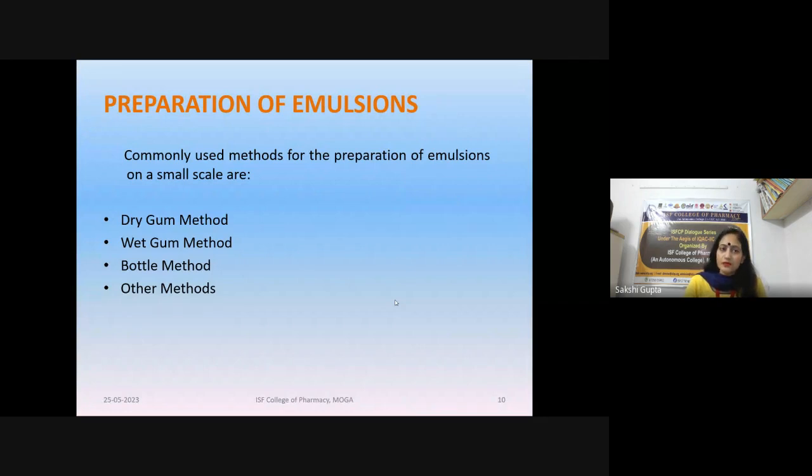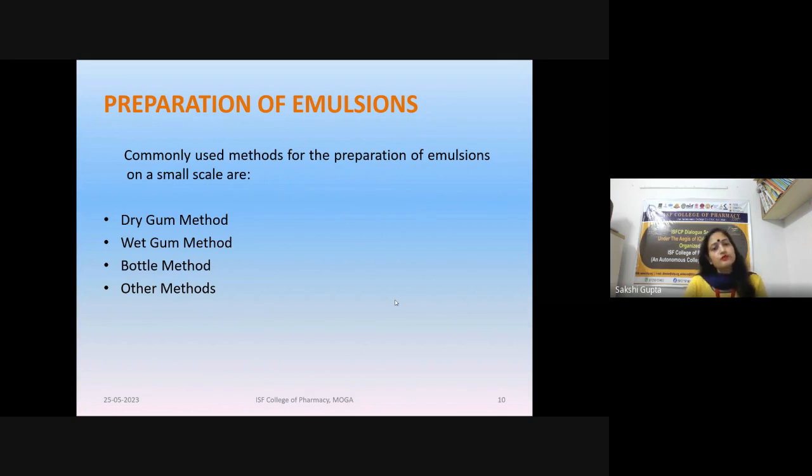What does it mean? If we are taking 4 ml of oil, then we have to take 2 ml of water and 1 gram of gum, right? So in case of mineral oils, for example, liquid paraffin, the ratio of oil, water, and gum is 3 is to 2 is to 1. And in case of volatile oils, for example, peppermint oil, the ratio of oil, water, and gum is 2 is to 2 is to 1.